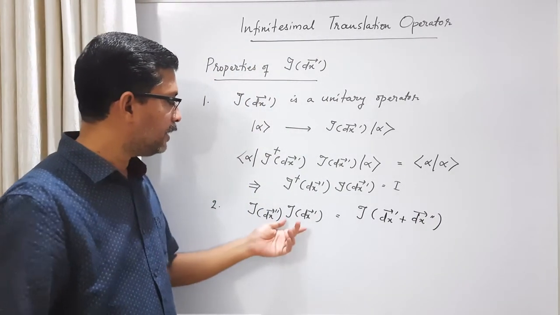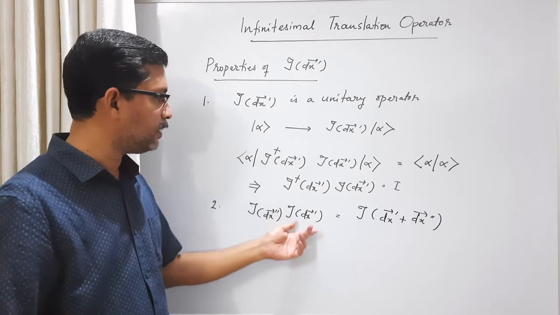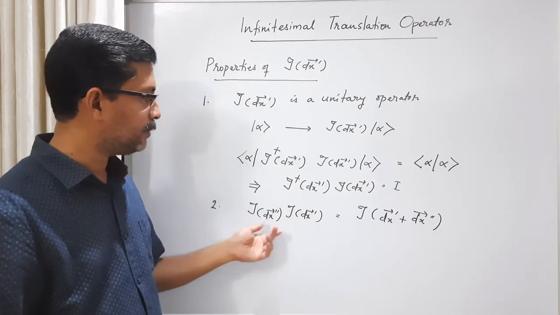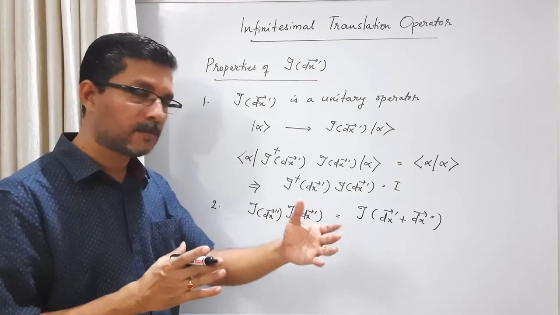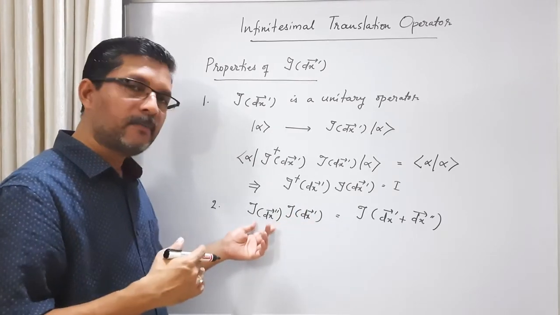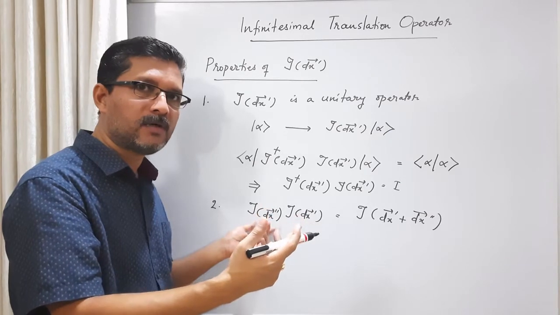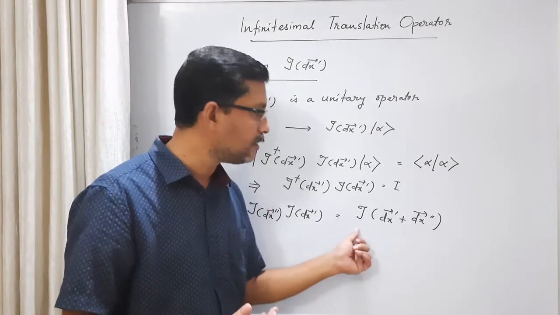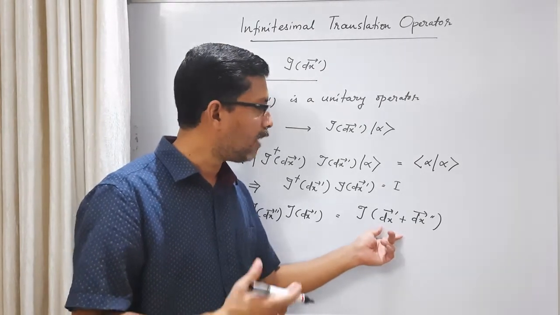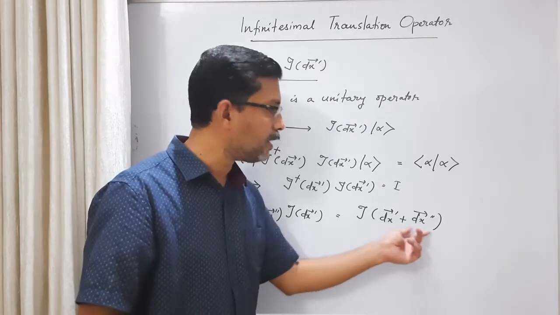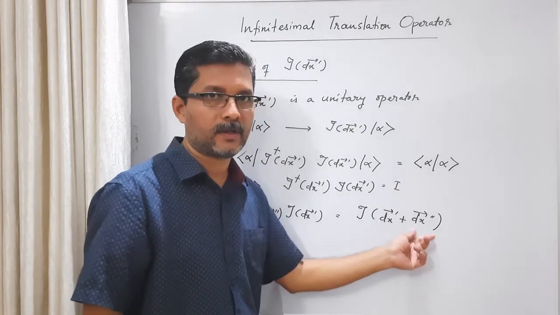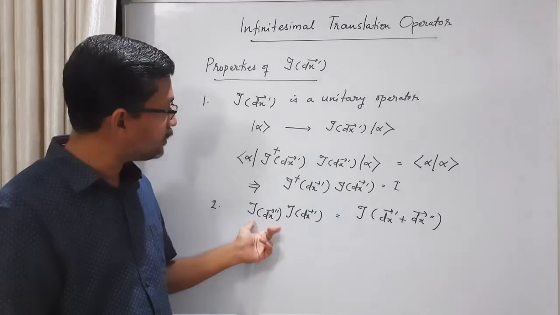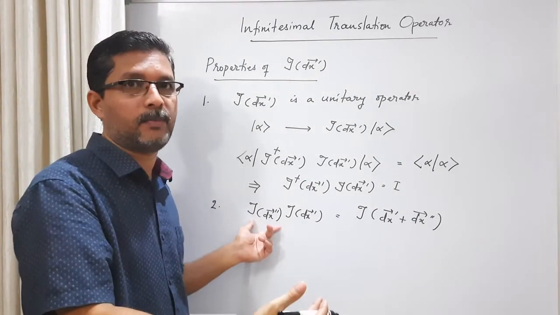So the effect of the action of two infinitesimal translation operators one after the other means base kets are shifted by an amount dx prime, then further shifted by an amount dx double prime. Logically, this must be equal to the action of a single infinitesimal operator acting on the base kets by the amount dx prime plus dx double prime. This will shift the base kets by dx prime, and this will shift the new base kets by dx double prime.